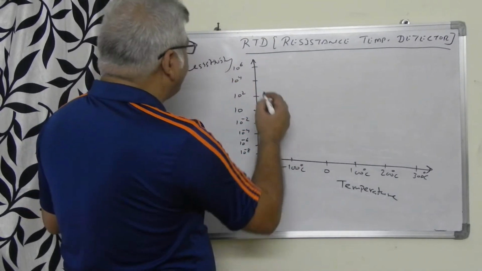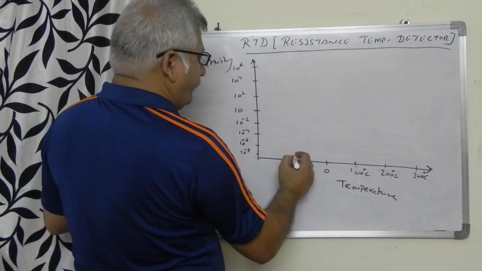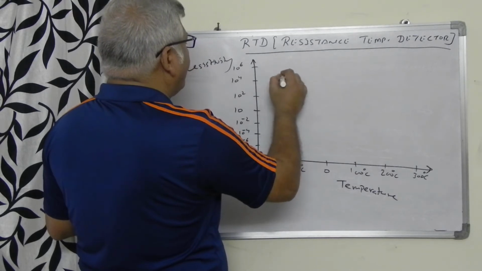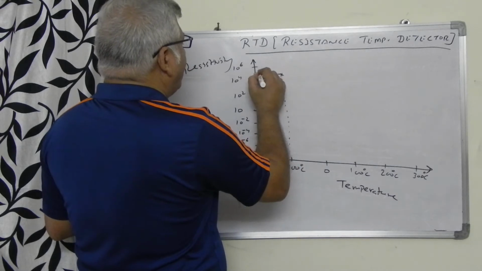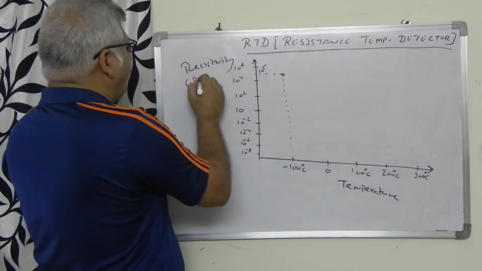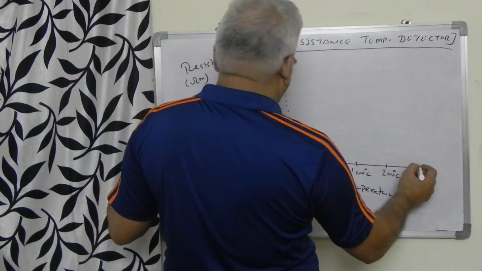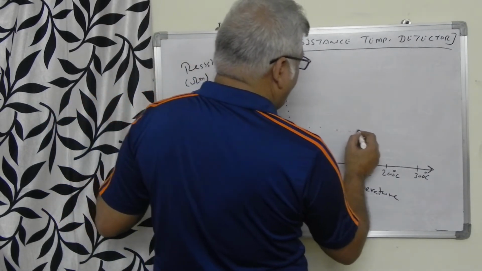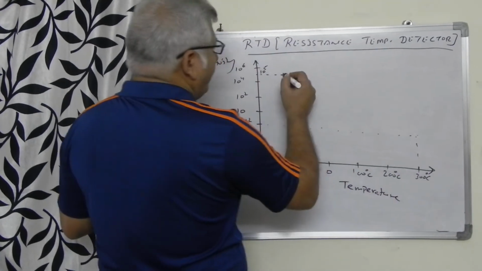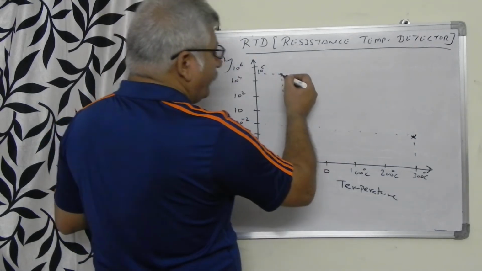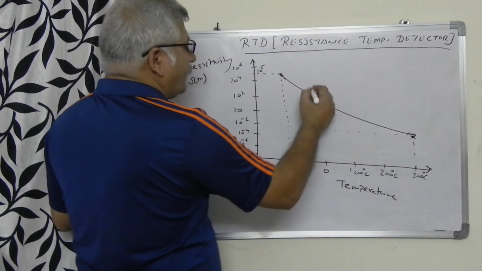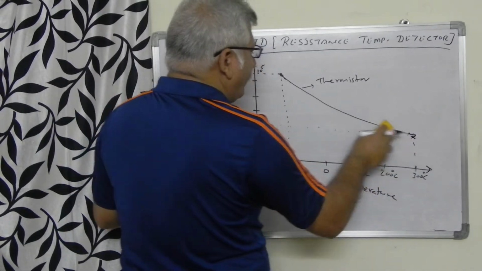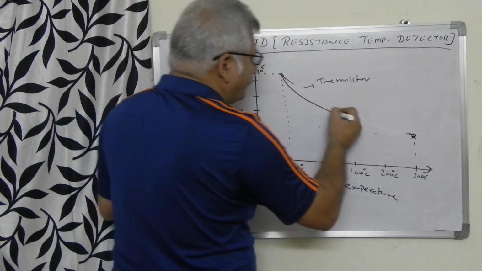Now, in case of the thermistor, this is 10 raised to power 5. Resistivity is in ohm meter. And at 300, it is 10 raised to power minus 2. So this curve was for the thermistor. It is somewhat like this.